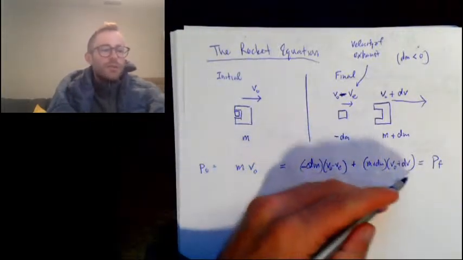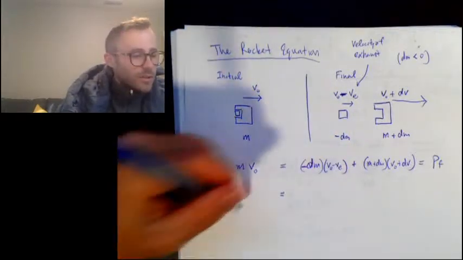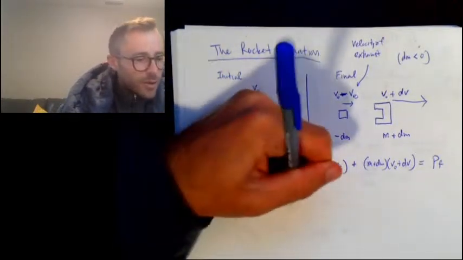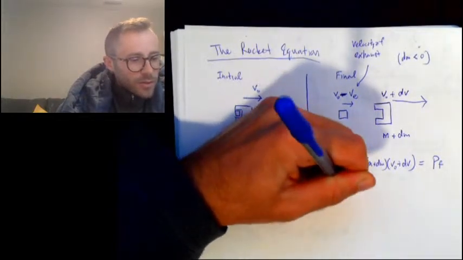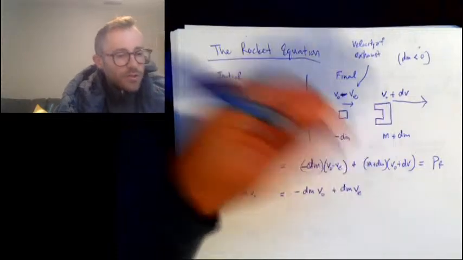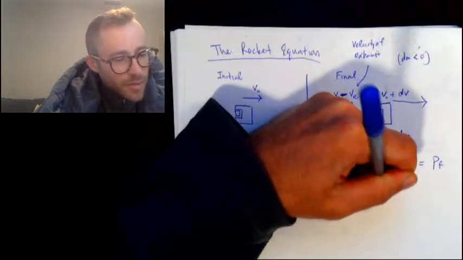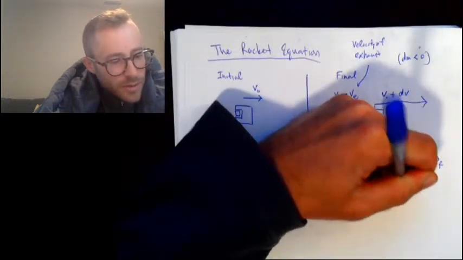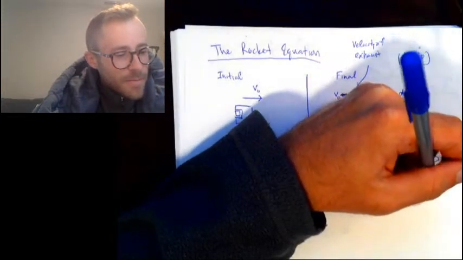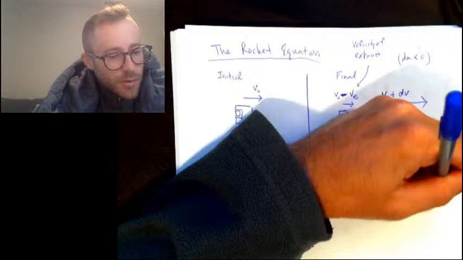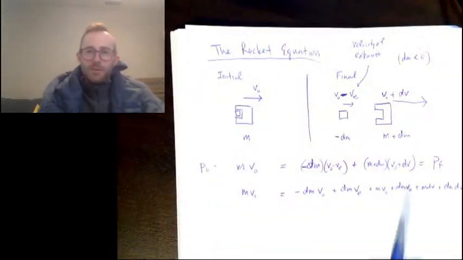So now I'm going to FOIL these terms. I'm going to multiply the terms out on the right-hand side. So I have minus dm times v naught plus dm times v exhaust plus m times v naught plus dm times v naught plus m times dv plus dm times dv. So I foiled that out.